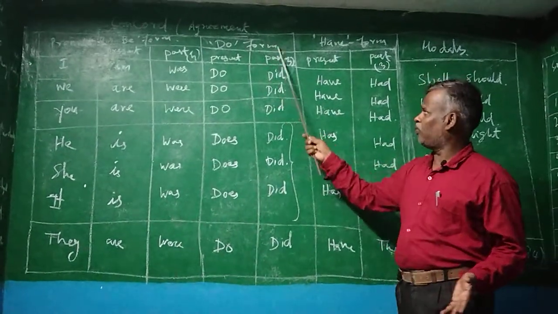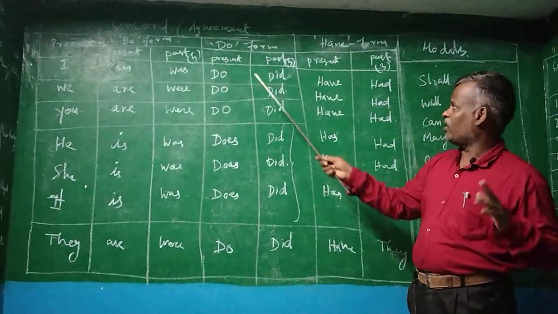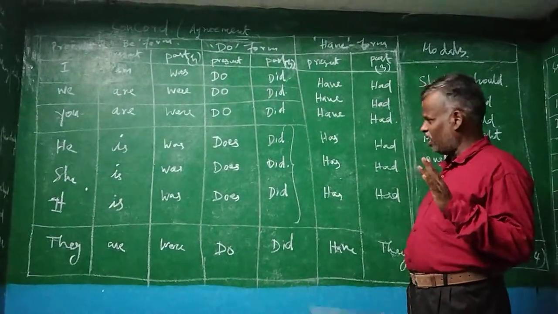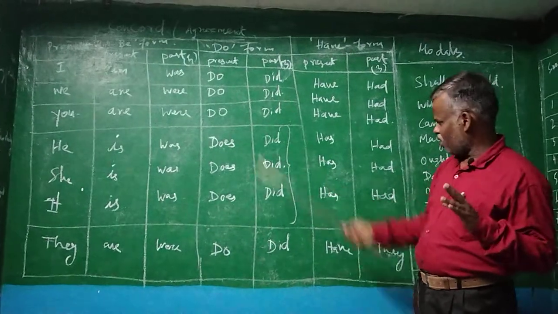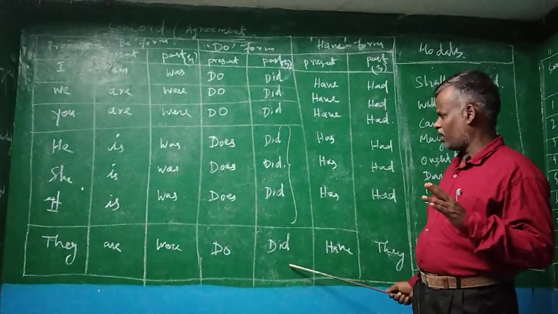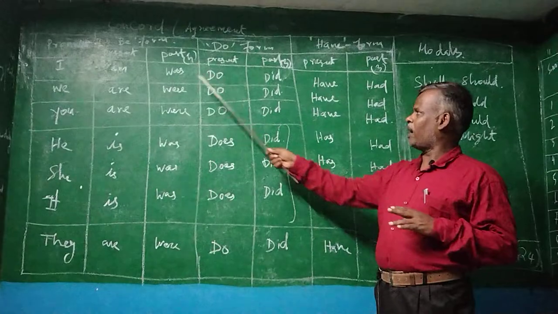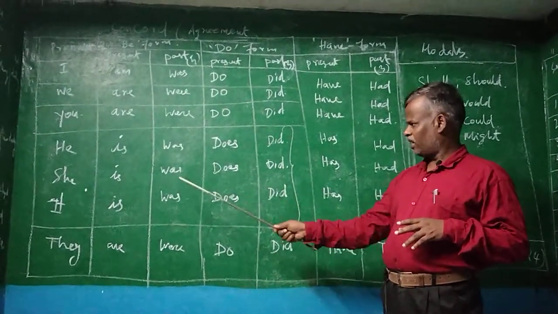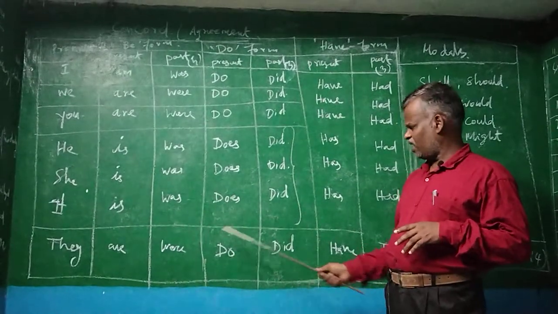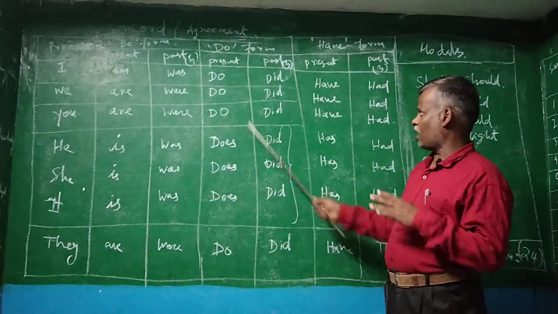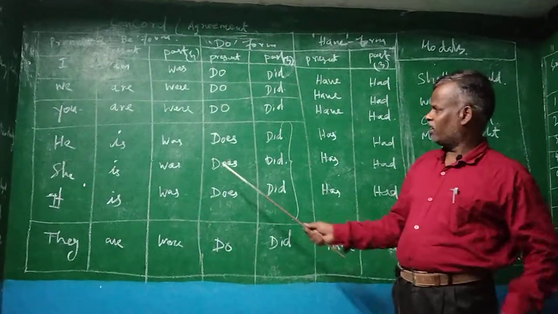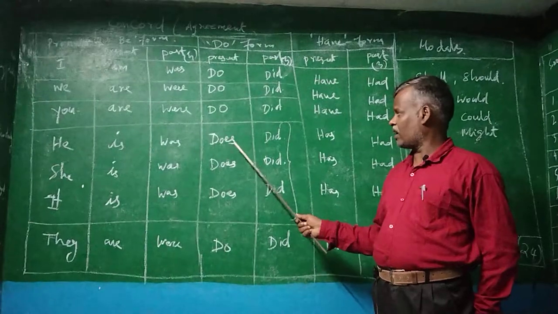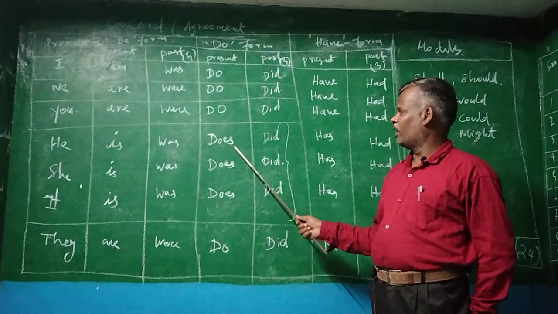In the do form, there are three kinds: do, does and did. Did is only past tense, used for all pronouns and nouns. Do, does: I do, we do, you do, he does, she does, it does, they do. Like that we have to use it. Does he work now? Like that we raise questions with this.